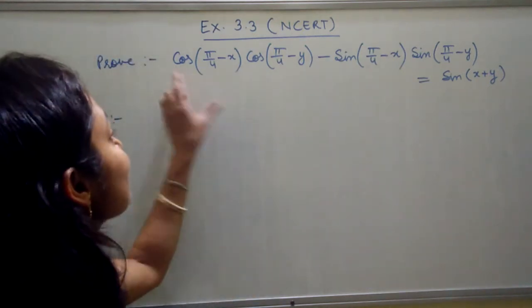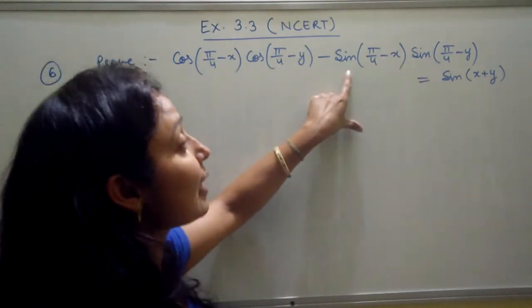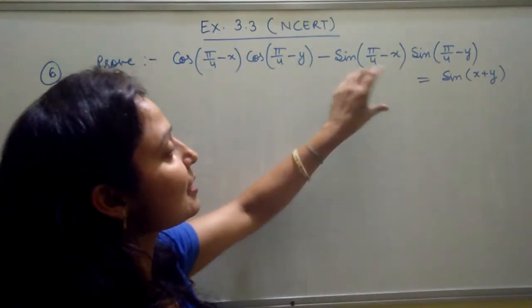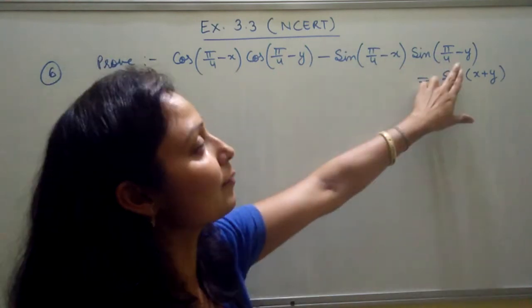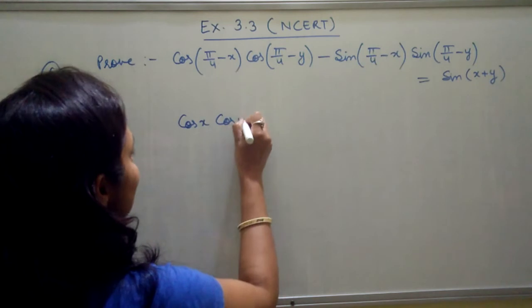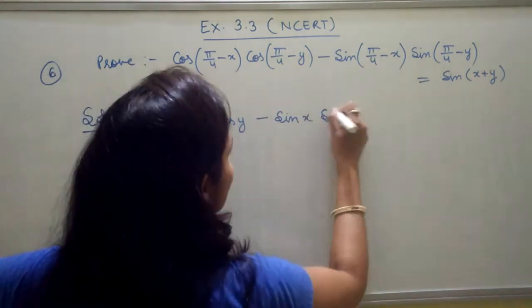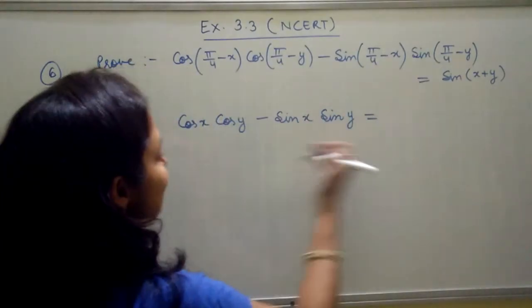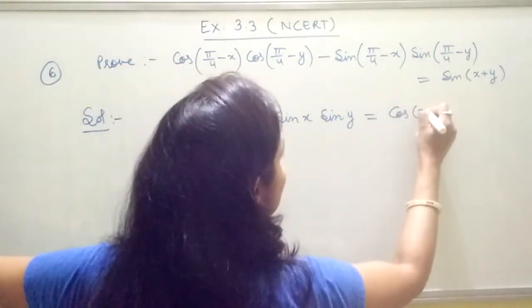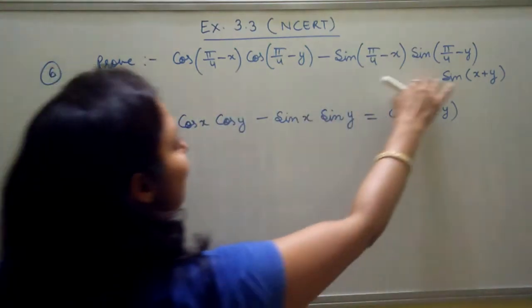I have seen that the expression has the form cos x cos y minus sin x sin y. That means we have one identity: cos x cos y minus sin x sin y. Which identity is this? This is equal to cos(x + y). I will use this identity to solve this question.